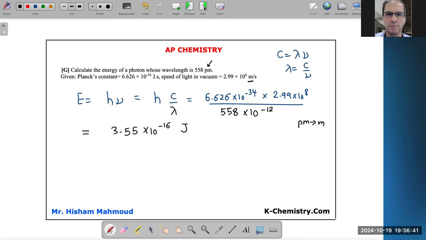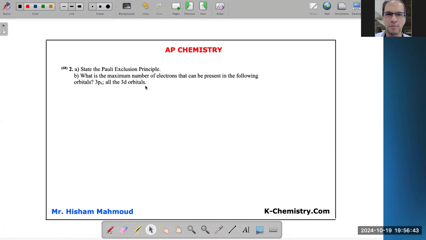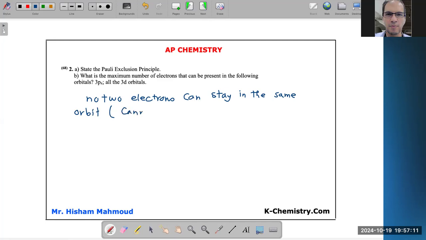The second question, Abdullah, asks me about the Pauli exclusion principle. What is the Pauli exclusion principle? No two electrons can stay in the same orbit. We can give it another meaning, which we said is that they cannot have the same set of quantum numbers.